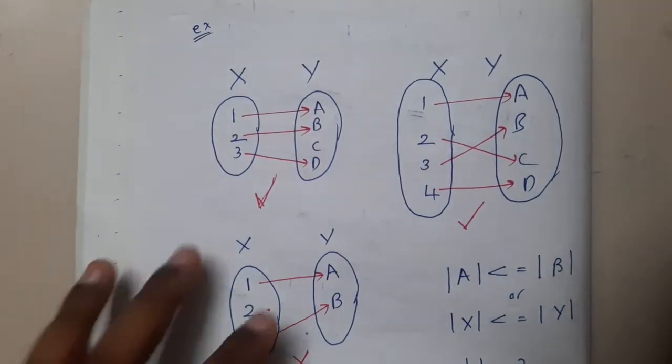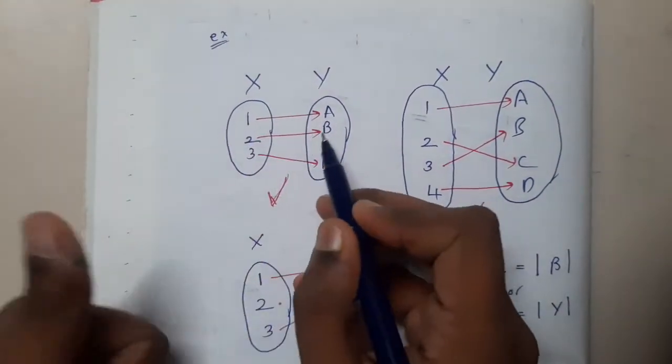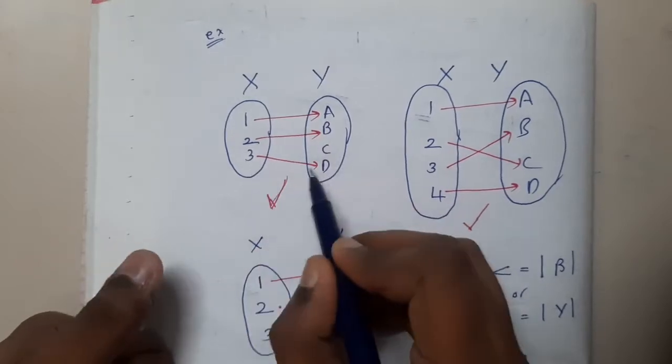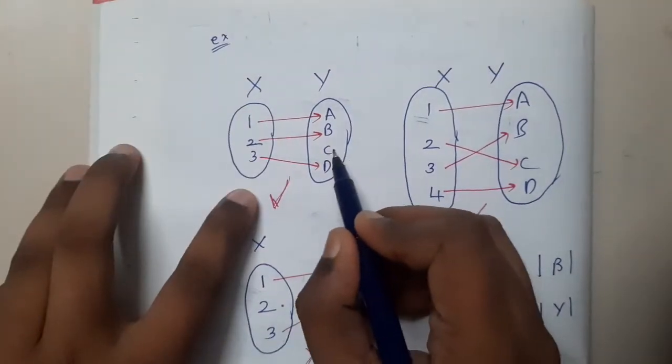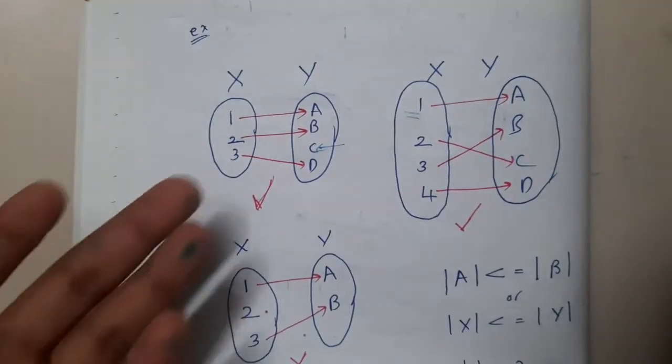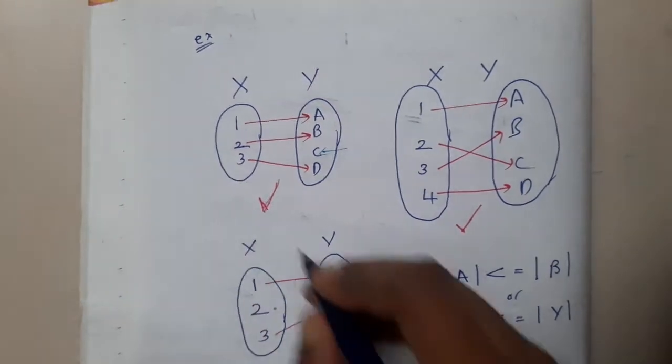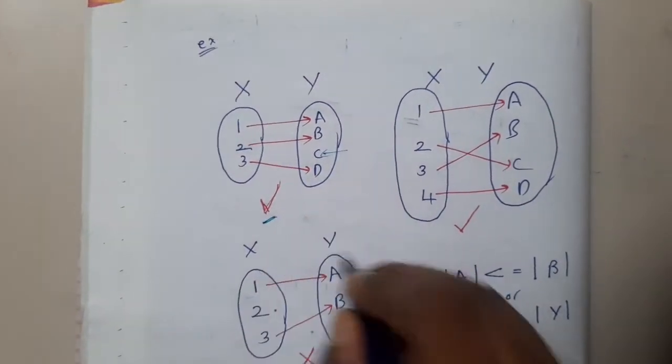If you observe here, 1 is matched to A, good. 2 is matched to B, good. 3 is matched to D, good. Everyone is done. Here one is left. So why should I care? I'm taking care only about X. With that conclusion, you can say that this is a one-to-one function.